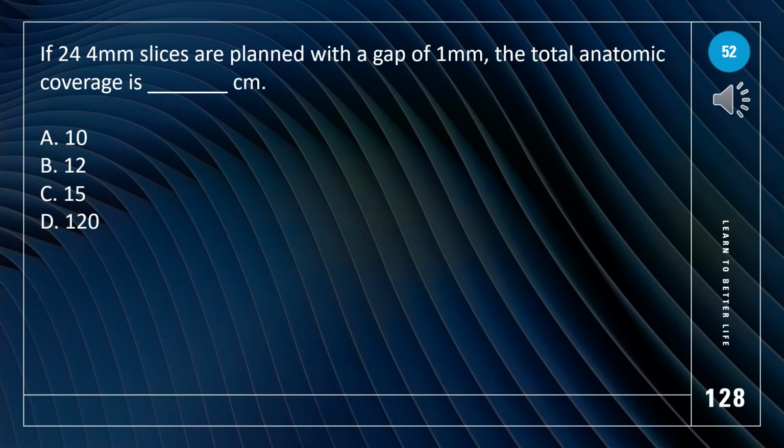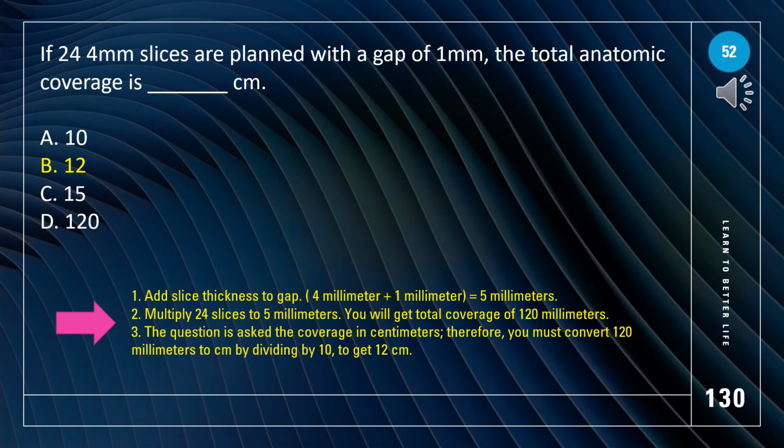If 24 of 4 mm slices are planned with a gap of 1 mm, the total anatomic coverage is how many cm? A. 10. B. 12. C. 15. D. 120. The answer is 12.